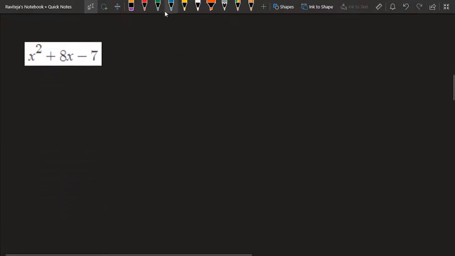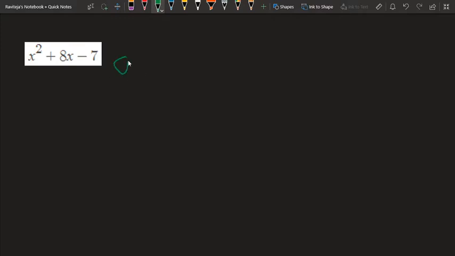And here it is, x squared plus 8x minus 7. That is our quadratic equation given to us in standard form, and we want to make that into vertex form. Converting from standard form to vertex form is as simple as completing the square. That's all we have to do. We just have to complete the square.